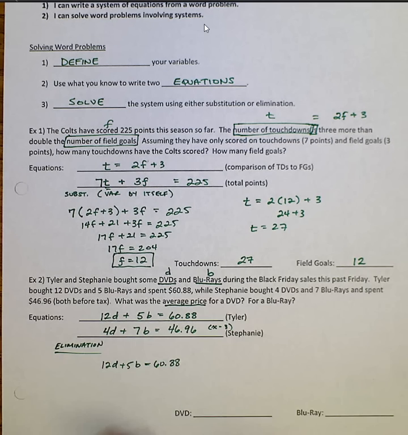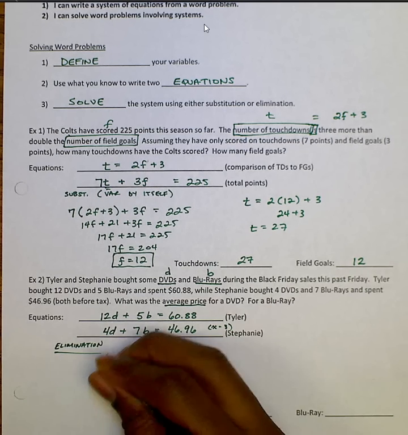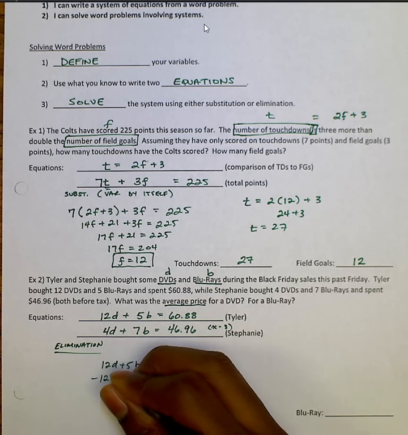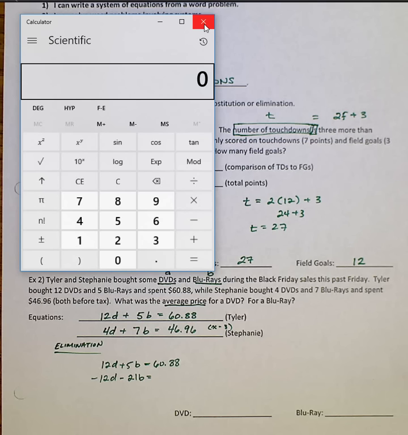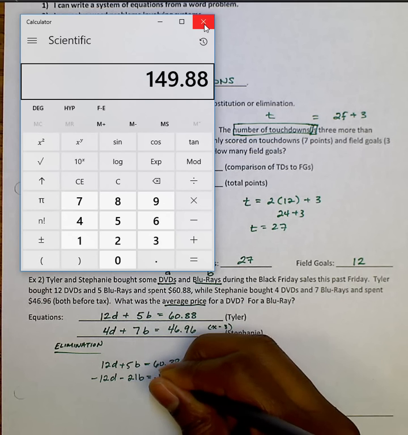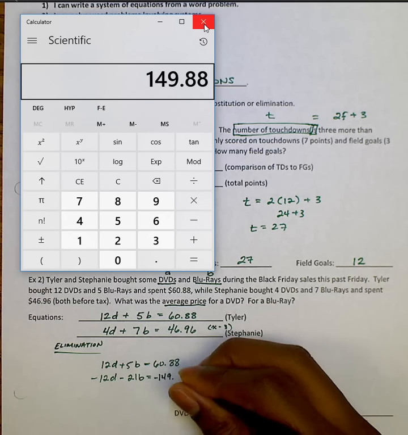Bottom equation, I'm multiplying everything by -3. So I'll get -12D minus 21B equals, and then I have to do this on a calculator, 49.96 times 3, so -149.88.